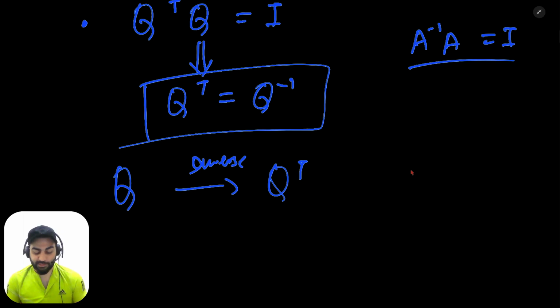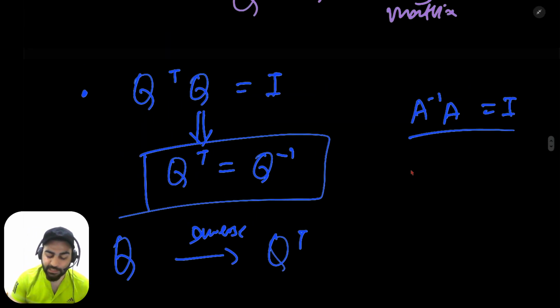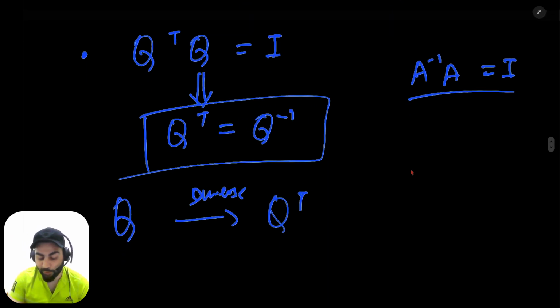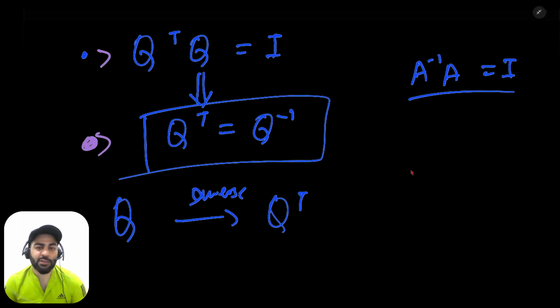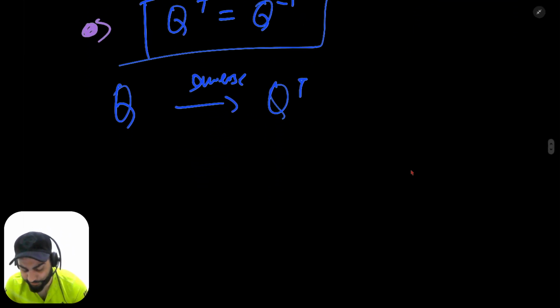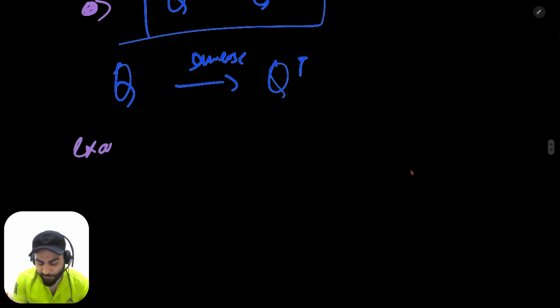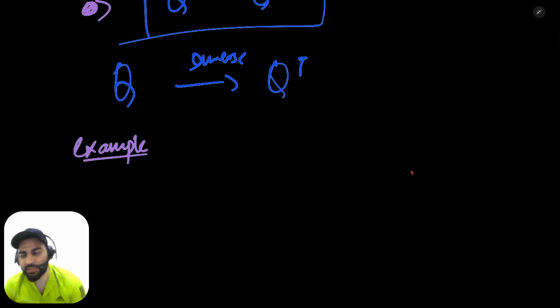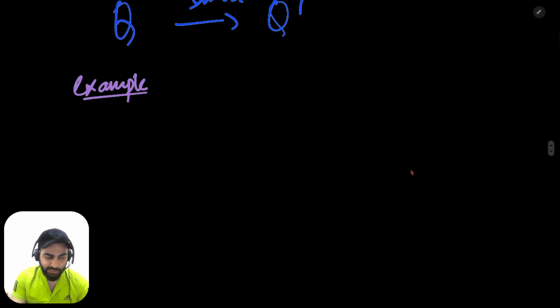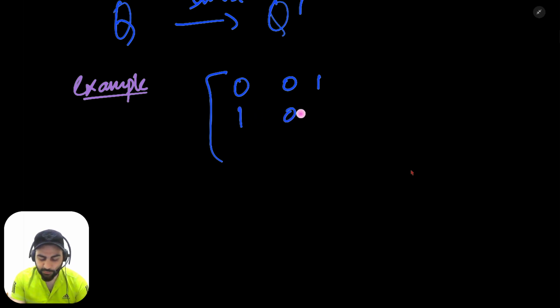Are you able to follow this? Yes, sir. This is the first property, that Q transpose Q is identity. Then the second property follows from this property, that Q transpose is equal to Q inverse. That's really simple. Now let me take an example of a permutation matrix. What is the meaning of permutation matrix? The permutation matrix is one which will swap the rows. If you have seen the previous lectures, let's take a matrix 0 0 1, then 1 0 0, and then 0 1 0.